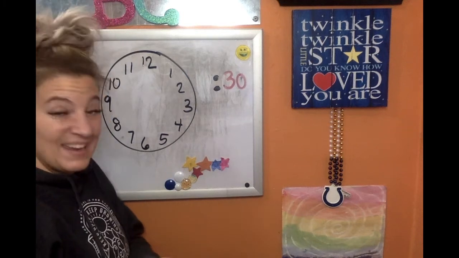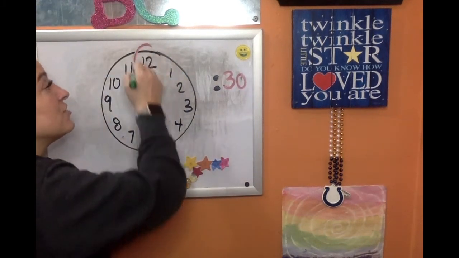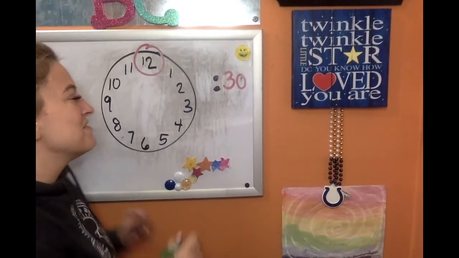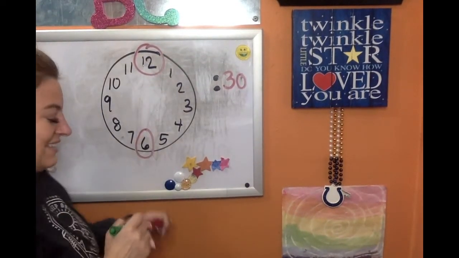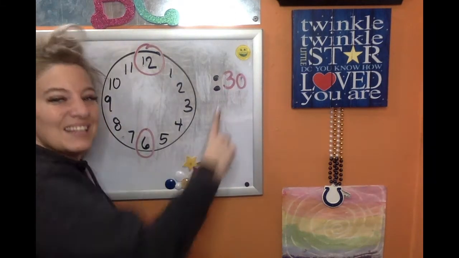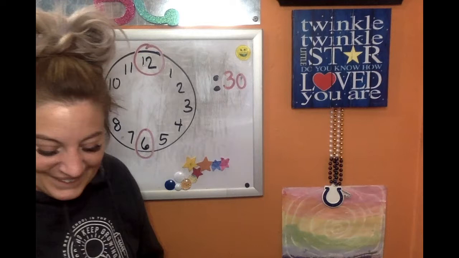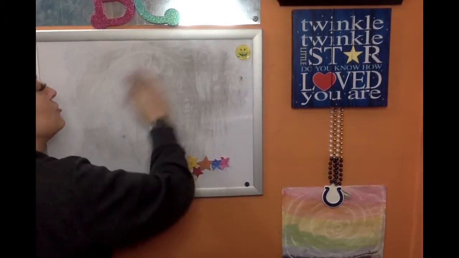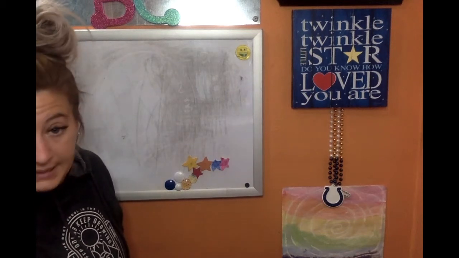Okay, when the minute hand is touching the 12, it says o'clock. When the minute hand is touching the 6, it says 30. Whoa, you guys are so good. Okay, now let's do our number line.